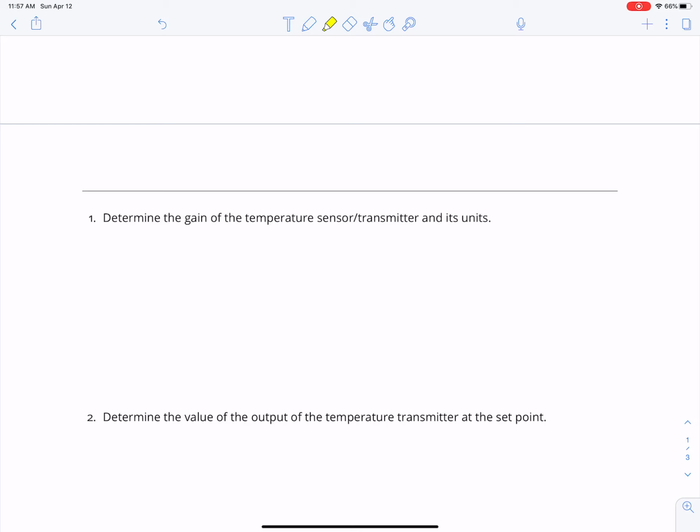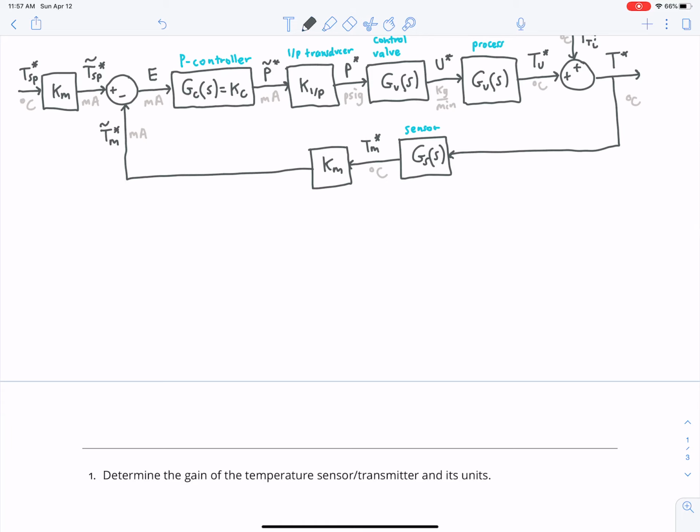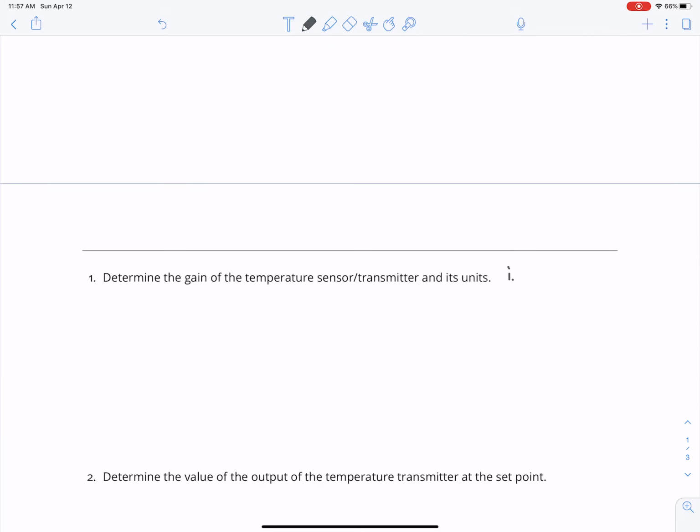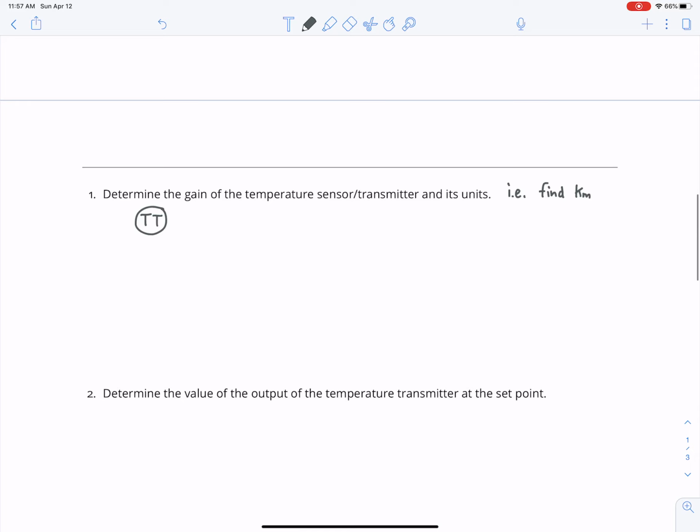So the first question, determine the gain of the temperature/sensor transmitter in its units. So that's Km, okay? So i.e. find Km. So let's isolate the temperature transmitter here. This is our temperature transmitter, all right? If you go up to the diagram, TT temperature transmitter, it takes in a measured temperature, Tm. And what it outputs is a milliamp signal, Tm tilde, right?